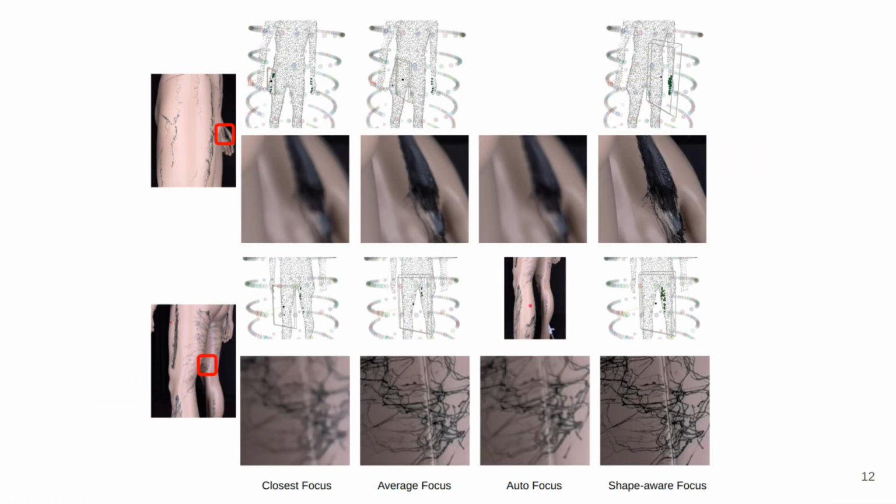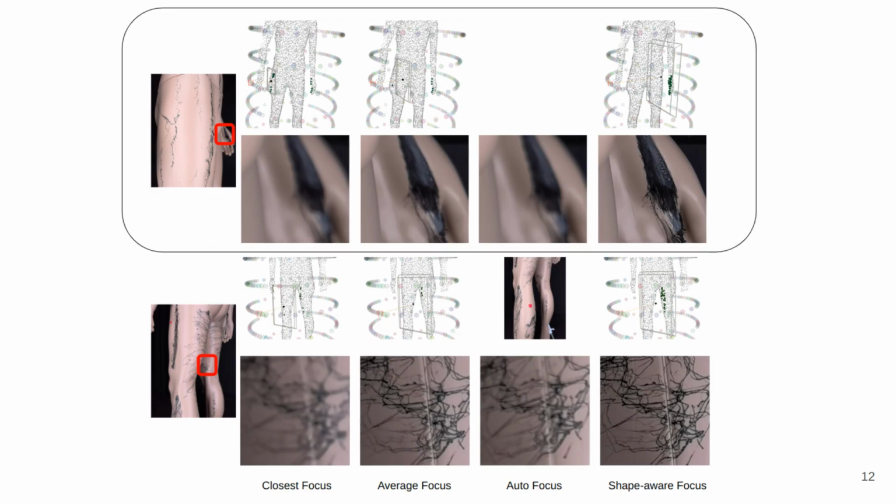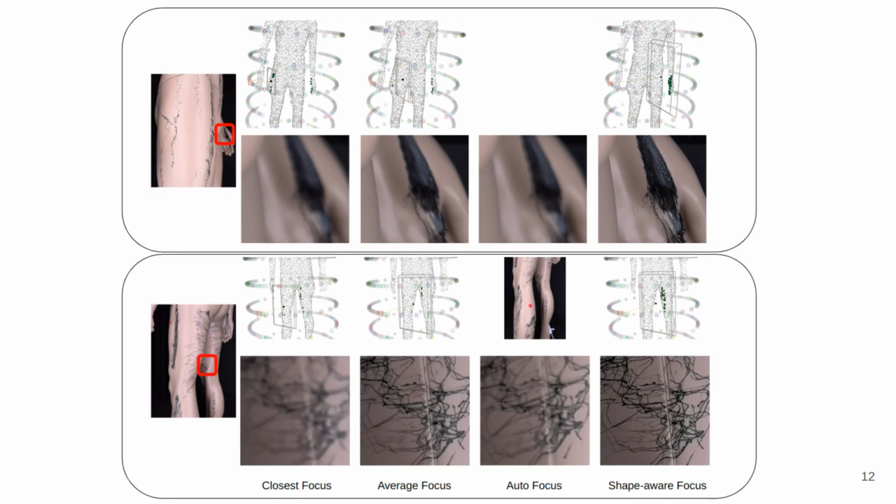Here's the qualitative result. We demonstrate that the proposed shape-aware focus can acquire images well for difficult body parts, such as the inner part of the hand and the inner part of the knee.